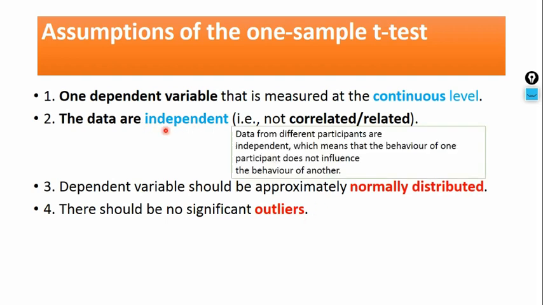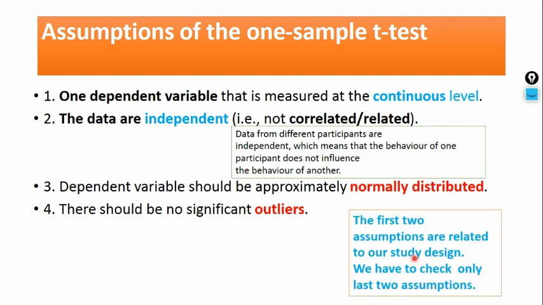What is the meaning of the second assumption? Data from different participants are independent, which means that the behavior of one participant does not influence the behavior of another. Yes, it is true in our case. The marks of one student do not affect the marks of another student. Our data is independent of each other.